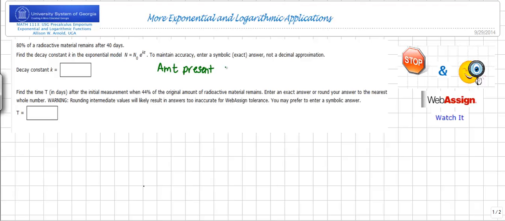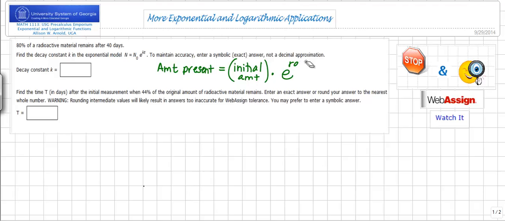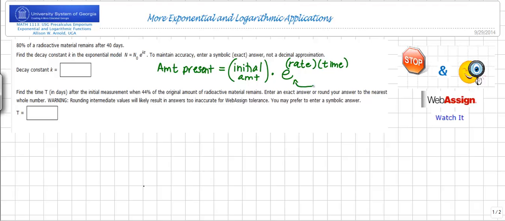But understand that the exponential model at hand, when you're talking about exponential growth or decay, is: your amount present is always the initial amount times, in this case it's base e, it could be another base, a base to a rate times time exponent. You've seen other problems where this could be any base. That's the general flow of the formulas.